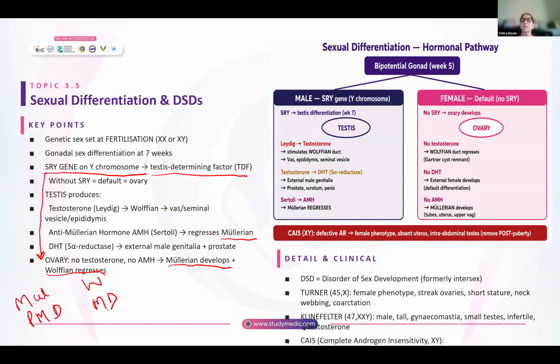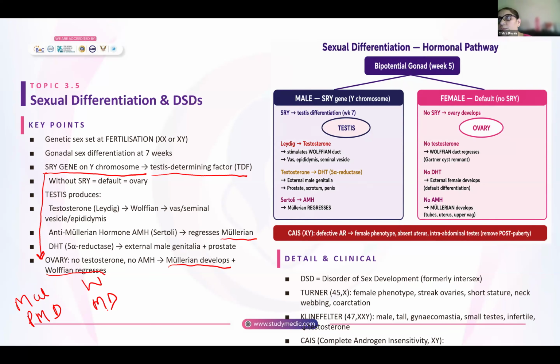This is the same thing in this diagram which I explained to you. The gonads at 5 weeks are bipotential. That means they could either develop into the testis or into the ovary. But if SRY is there on the Y chromosome, and that leads to formation of the testis determining factor, you get formation of testis, the male phenotype, and development of the male genital system. If there is no SRY, then you get formation of the ovaries and the female genital system.